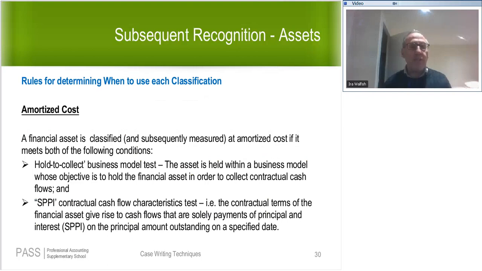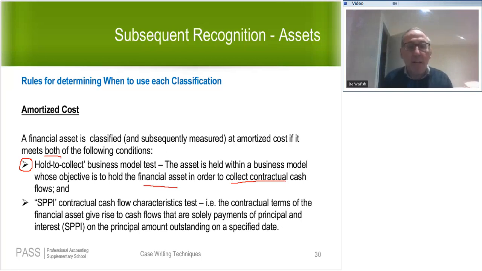A financial asset is classified and subsequently measured at amortized cost if it meets two conditions, and it has to meet both of these conditions. Number one, I'm working with a hold to collect business model test. The asset is held within a business model where the objective is to hold the financial asset to collect contractual cash flows. I'm buying these bonds not with the intention of selling them when interest rates come down and making a capital gain. I'm buying them primarily in order to collect the interest payments and then eventually the principal. My primary goal here is not to buy and sell these bonds.